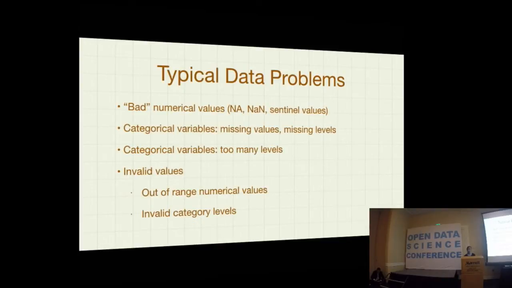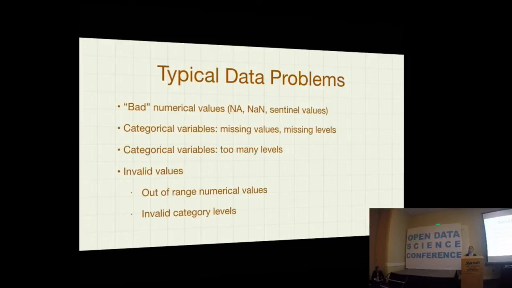For categorical variables, you want to be able to deal with missing values and also novel levels. You may have levels that do not show up in your training data that you see later when you try to apply your model, and this can often cause issues, especially in R. So we want to discuss some of the ways that you can handle those.